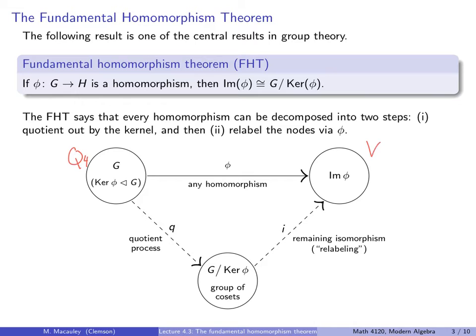So in the previous example, we had Q4, the quaternion group, and we had a homomorphism from there to V4. And that series of 3 pictures I showed you is that instead of this direct homomorphism, we can first do the quotient process to get Q4 mod the kernel, and then we can just relabel those nodes. Now the nodes of this are cosets, but if we relabel them according to phi, then we get the Cayley diagram of the image of phi, showing that these 2 groups are isomorphic. And this last step is an isomorphism, because it's just a relabeling that preserves the structure.